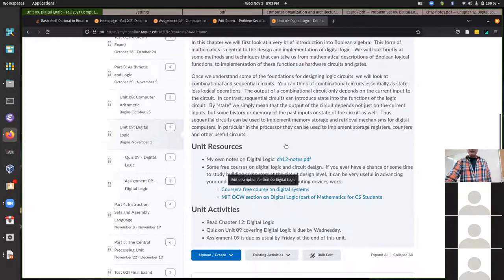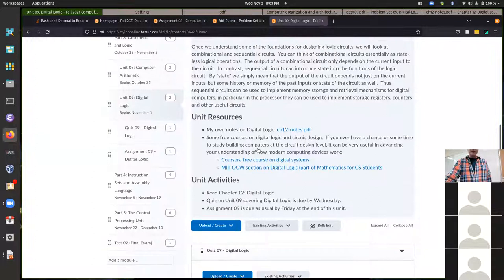So anyway, if you get a chance, I highly encourage you, if you can sometime, to take a course in digital logic or even study it on your own. There's certainly, these are two I recommend, the Coursera course and the MIT OpenCourseWare, which has a section on digital logic from one of their courses. Those are both pretty good ones.